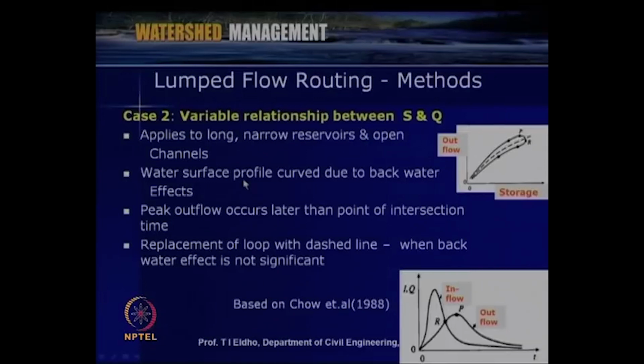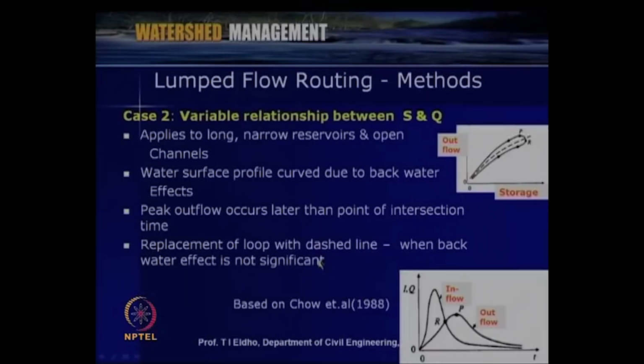So, the water surface profile is curved due to the backwater effects. So, there is a possibility of backwater effects. So, that way the water surface profile may be a curved one. Peak outflow occurs later than the point of intersection. So, you can see that if this is the inflow, then the peak flow is at a later stage than the point of intersection between the inflow hydrograph and outflow hydrograph. So, this will be the location of peak outflow.